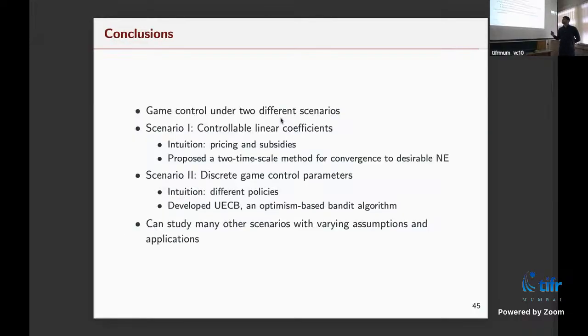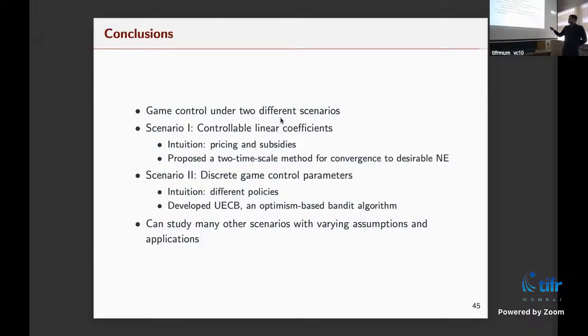So that's it. What I discussed was game control under two different scenarios. One is a continuous setup where the manager was changing the prices or the subsidies, and the algorithm there was a two time scale iteration method, because continuously changing the parameters was possible. In the second scenario, a bunch of discrete parameters which the manager has to choose over, we naturally gave an optimism-based bandit algorithm.